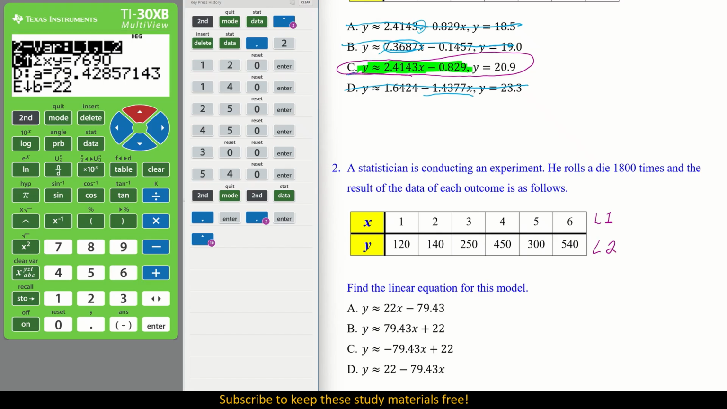79 point, kind of a round of that should be in front of the X. So for B, I have 79.43. I like this. Okay, obviously A is not what I want. I don't like C because they put a negative there. So I'm not going to go with that.